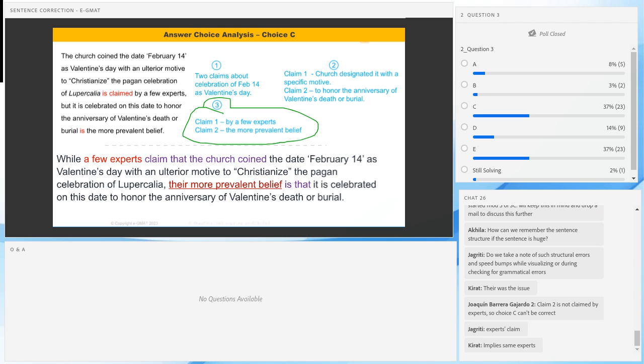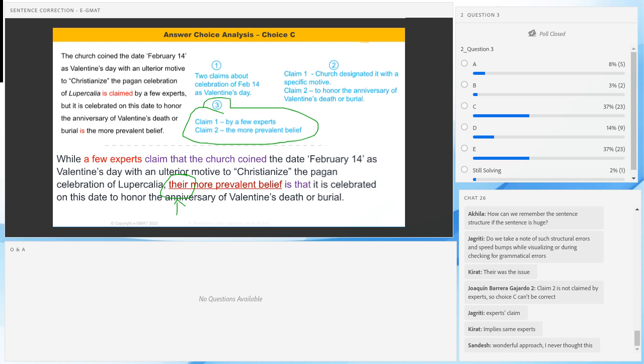Such a complicated sentence. Yes, it implies the same experts. Absolutely. Again, a single word made all the difference. We can say that a single word made all the difference, or we can say that one of the three aspects was not communicated correctly, right? And that's the beauty of SC. There isn't anything grammar related happening over here, because GMAT is not testing you to become grammarians.